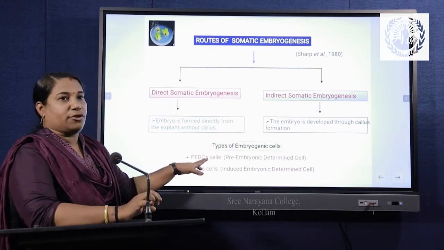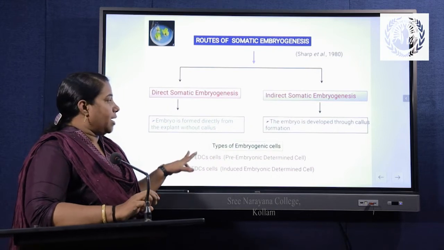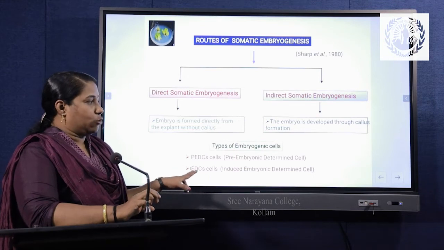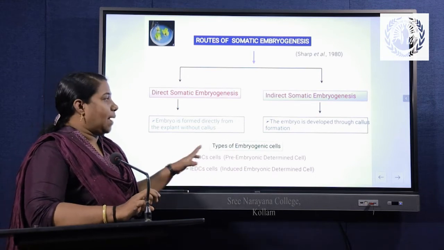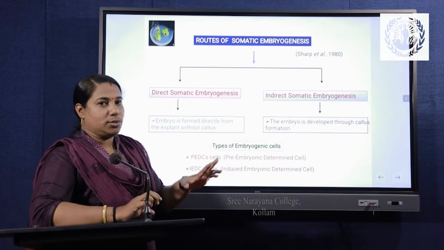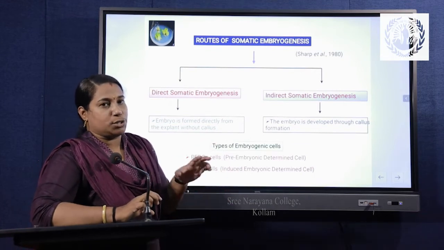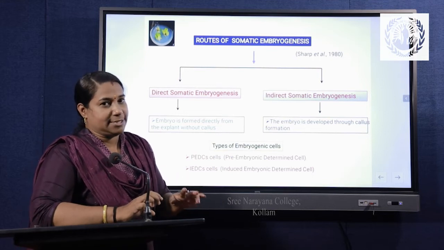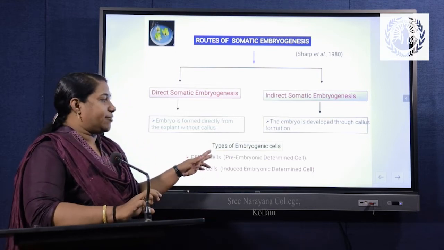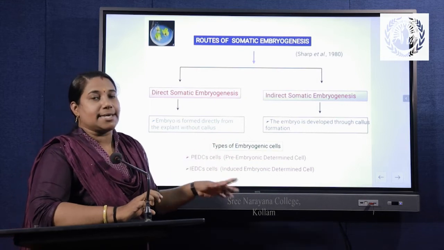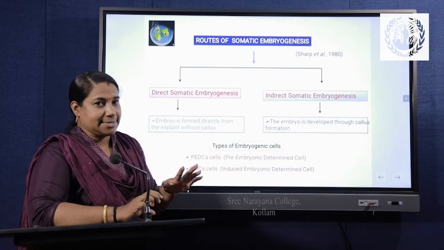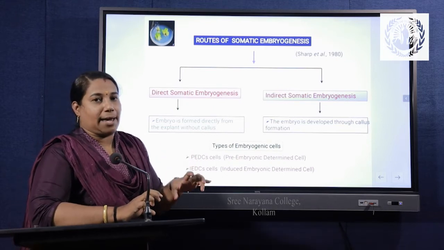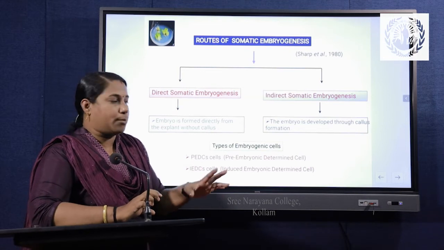There are two types of embryogenic cells: pre-embryonic determined cells and induced embryogenic determined cells. Pre-embryonic determined cells are those cells which are committed to form embryos and there is no need of inducing those cells. Whereas induced embryogenic determined cells are normal callus cells, and they are induced to form somatic embryos by the addition of phytohormones.